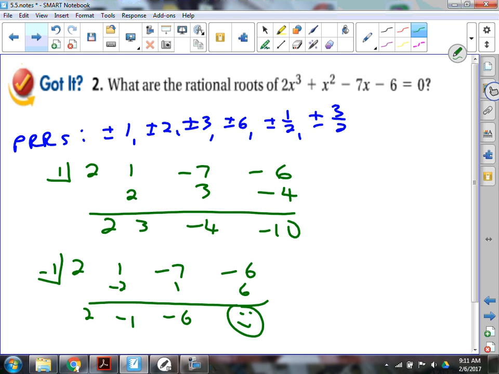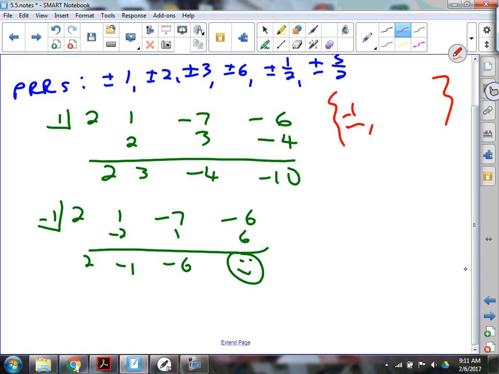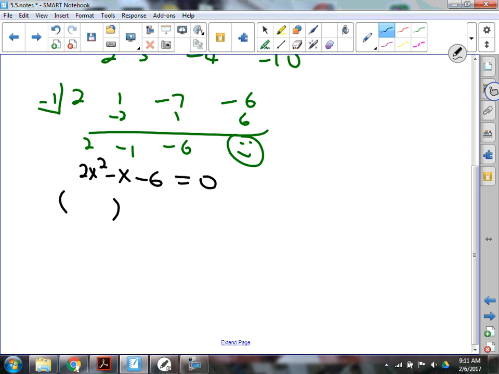All right, so one of our answers is what? -1. Okay, so I got this quadratic left. 2x squared minus x minus 6 equals 0. Maybe it factors, maybe it doesn't. 2x and x.